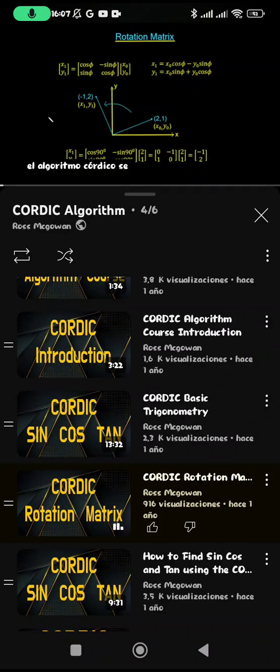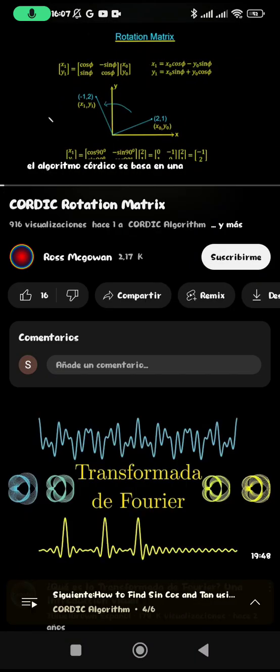The CORDIC algorithm is based on a rotation matrix. Now this is the rotation matrix here. We will go ahead and prove this in the rest of the video, but before we do that, let's go and look at an example of using it.